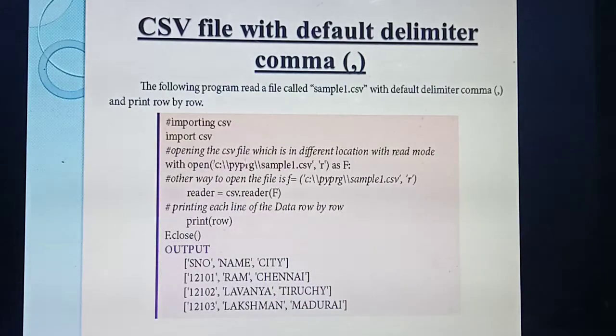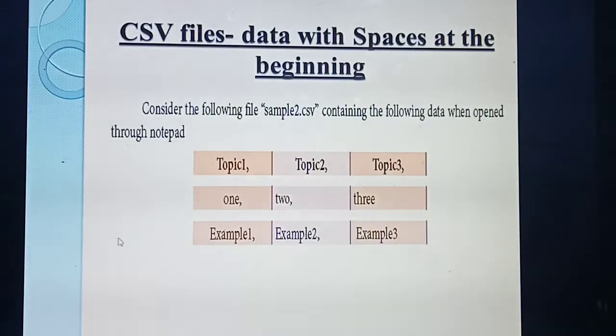That means sample1.csv is a file like this. So all the things are arranged row by row, separated using commas. Understood? That's a CSV file with the default delimiter comma. Likewise, they will ask for 5 marks each heading: CSV delimiter with comma, CSV delimiter with double quotes, CSV delimiter with space. This is all very, very important, so I am explaining again and again.